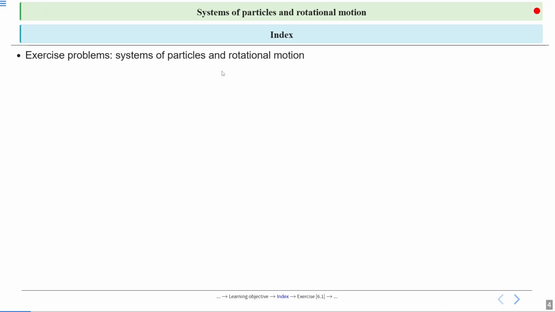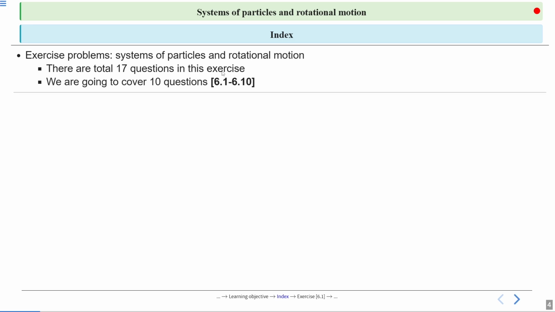So, in today's lecture, we will cover exercise problems. There are a total of 17 questions in this exercise. We are going to cover 10 questions, that is 6.1 to 6.10.